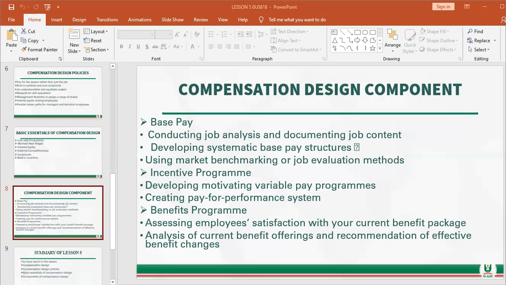Then secondly, developing a systematic base pay structure. So basically you want to develop a uniform pay structure, whereby what is accrued to different employees at different grade levels is defined. And thirdly, using market benchmark or job evaluation method. With market benchmark and market pricing, you need to look at what others are actually paying out, to see how you can structure yours. And fourthly, development of an employer-specific base pay strategy.